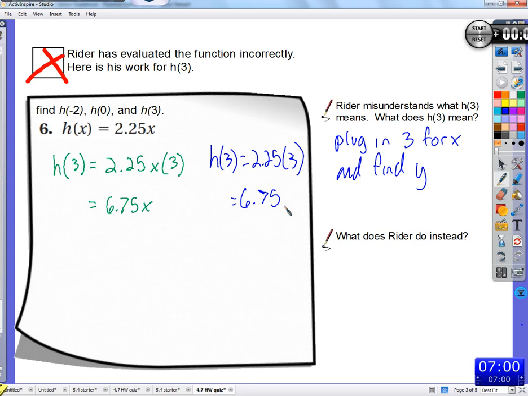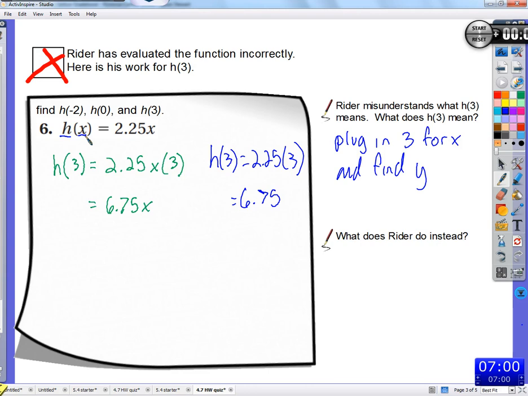This is a really common mistake that I see a lot when we start using function notation. Some students just can't let go of their familiarity with parentheses means multiplication. So they'll take this to mean multiply this by 3. Okay, but that's not what it means. H is just the name of the function. X is the input for h, the function h. Okay.